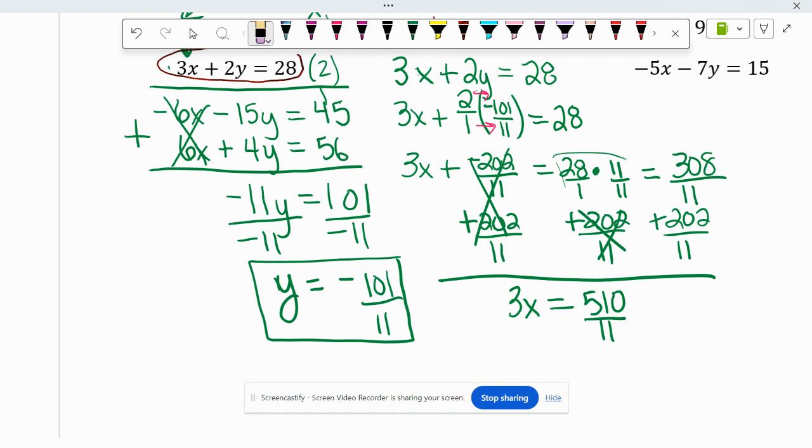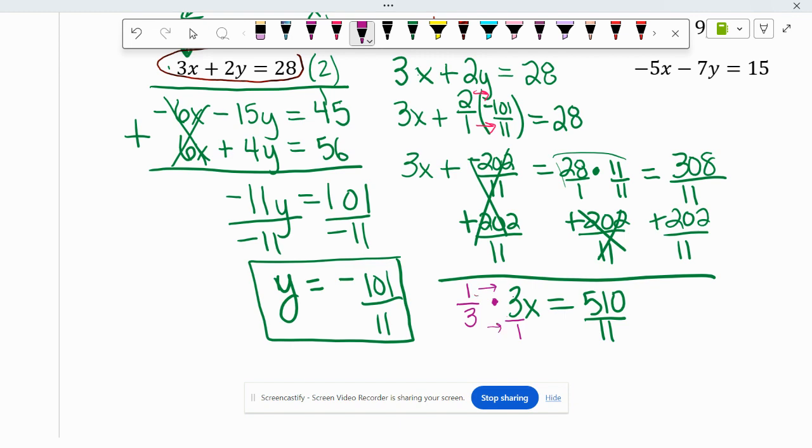I'm going to try something. You tell me if it makes sense. Instead of dividing by 3, because I want that number in front of the x to equal a 1, what if I multiply by its reciprocal, 1/3? What is 1/3 times 3? Or 1/3 times 3 over 1? Well, let's multiply it out and see if this makes sense.